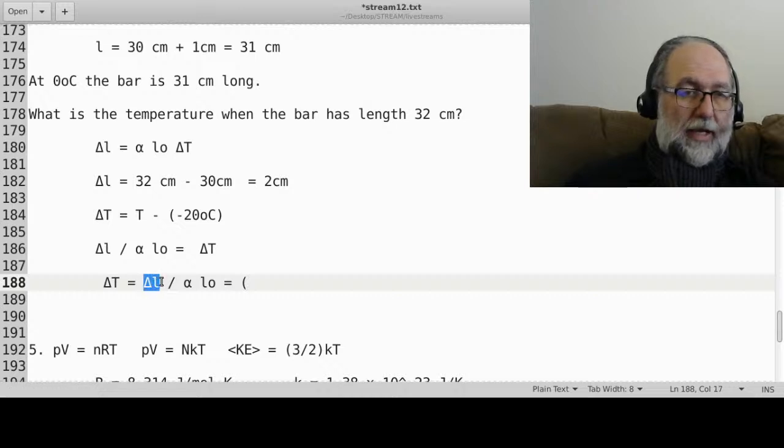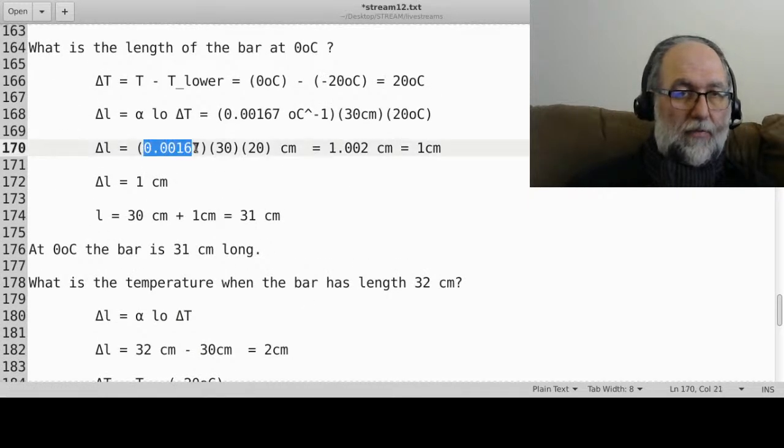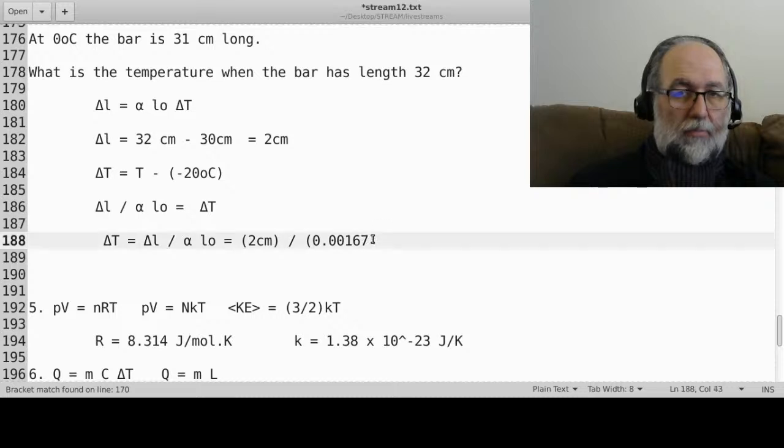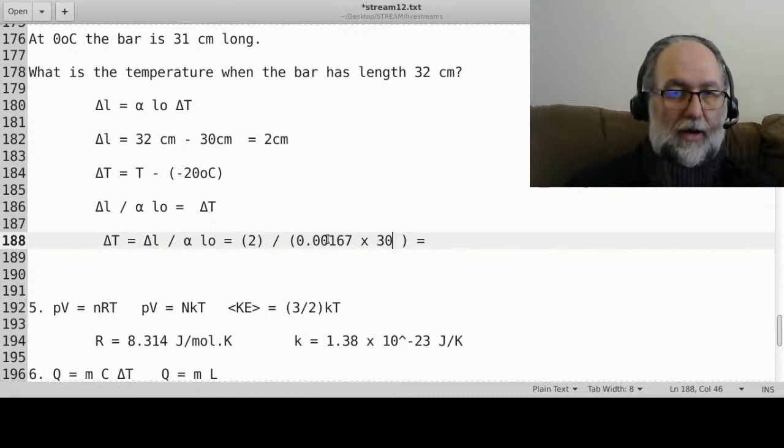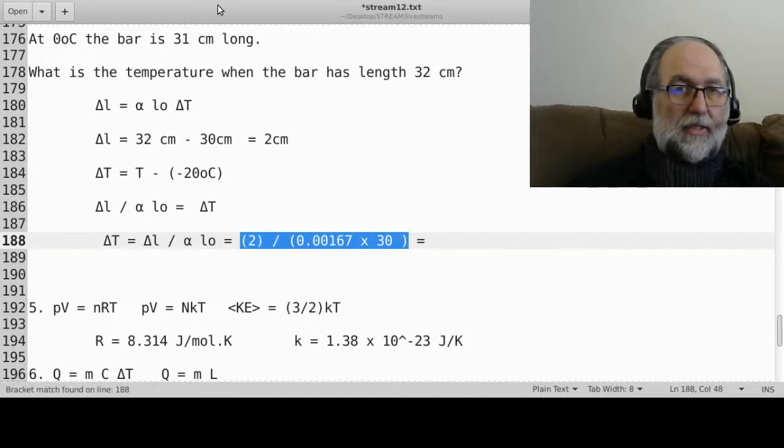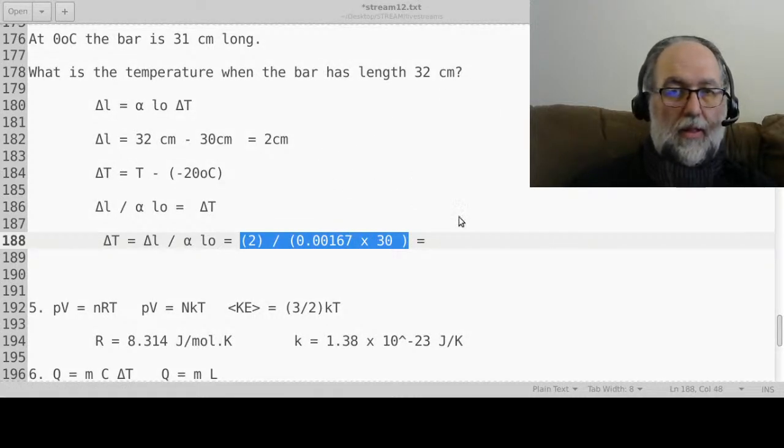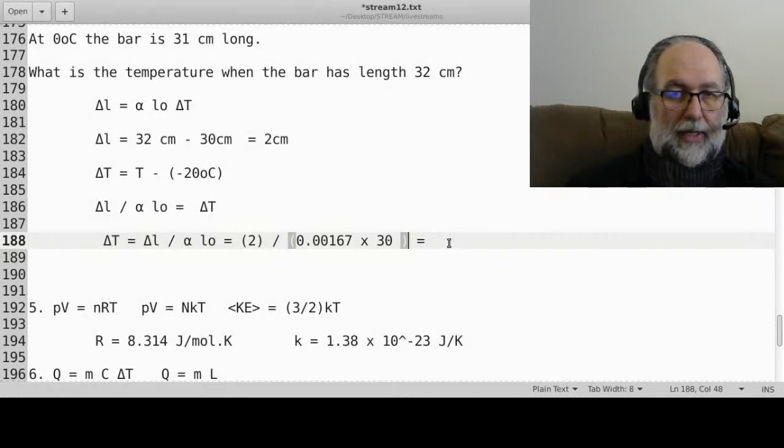How much did it expand? What's your delta L? It expanded 2 centimeters over the reference, divided by your alpha, which is this number right here, multiplied by your L naught, which was 30 centimeters. The centimeters will cancel out, and the units of alpha were per degree Celsius, so the answer will come out in degrees Celsius. If I multiply this out, I get 39.9.